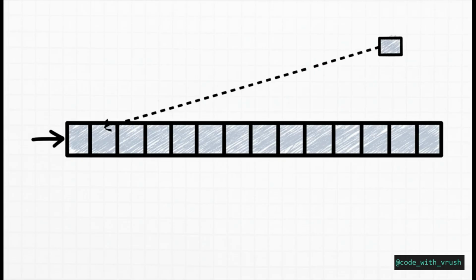To find, say, the 50th element, the computer doesn't search. It just does one piece of simple math. It takes the memory address where the array starts and adds 50 times the size of one element. Boom, it has the exact address, instantly.